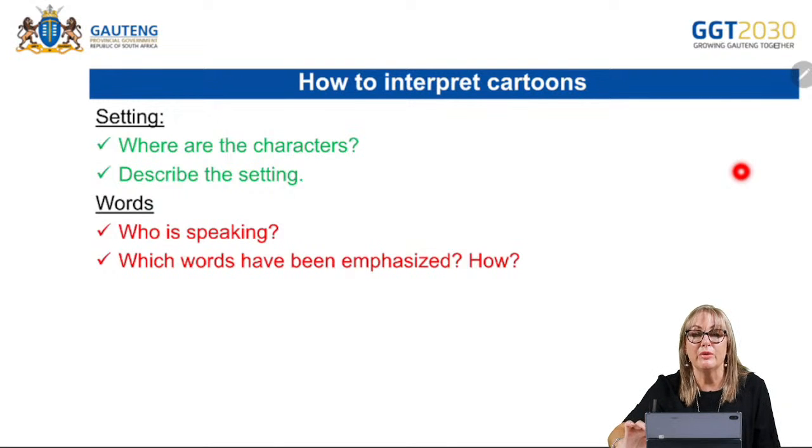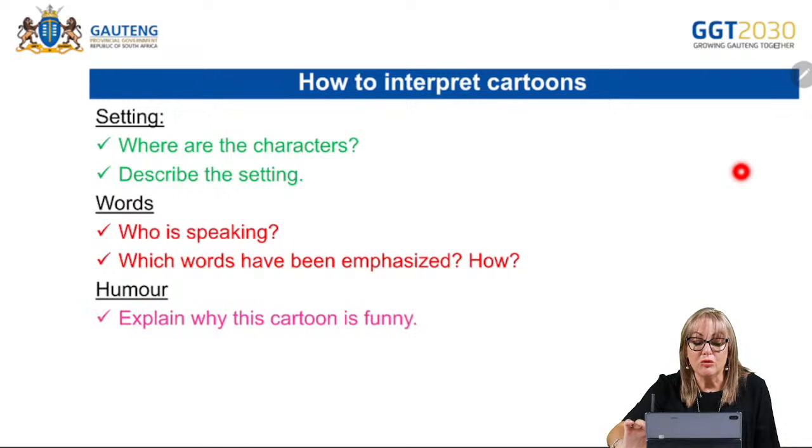That will be when they use bold or another color that we don't always see in exam papers, but especially for us, if we think of words, it is bold, exclamation marks, and then humor. Explain why this cartoon is funny.